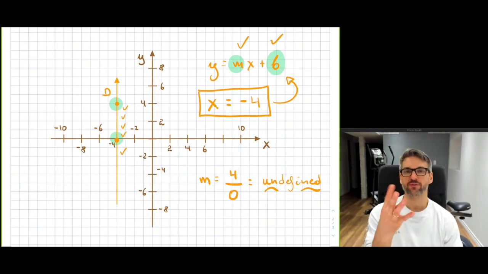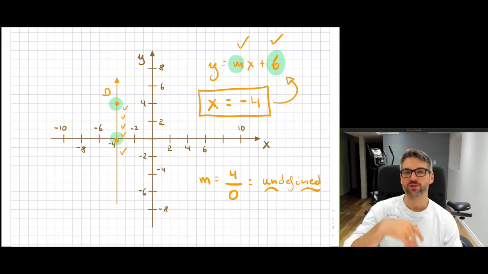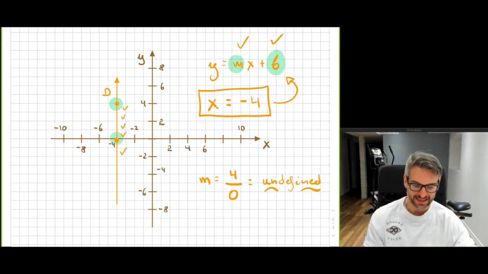So those are the kind of 4 situations you may run into with positive slopes, negative slopes, flat lines with 0 slope, or vertical lines. All right, so that's how we would be able to identify these particular equations.